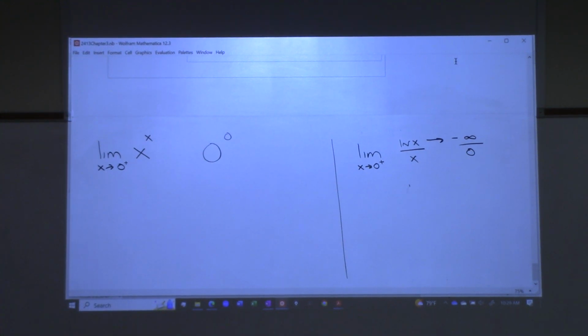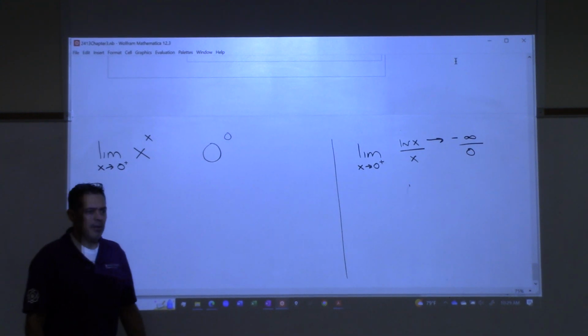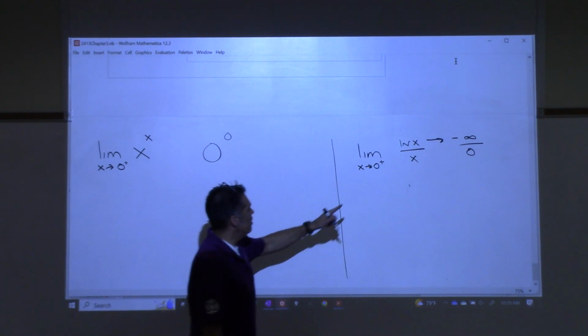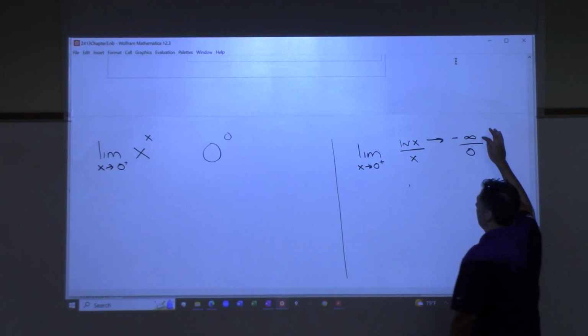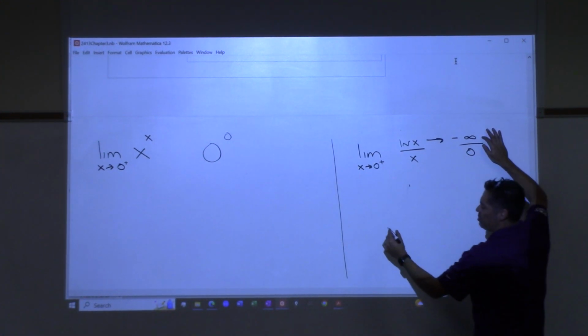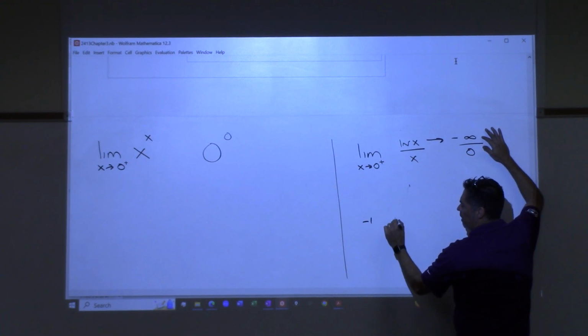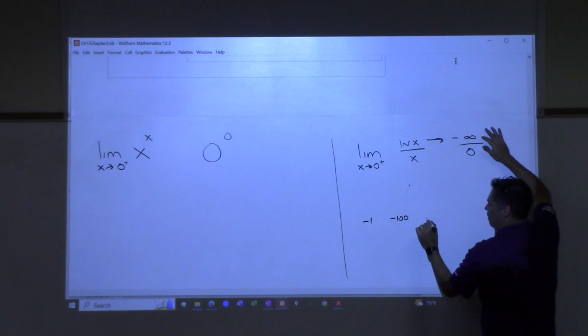So there's no L'Hopital here, but is this an indeterminate form? Is this something where we don't know what the answer is? Well, we actually do know this answer. We don't have to do any more work. Just think about what's happening. Your numerator is getting really big, and negative. So let me give you some big negative numerators. Negative 100. Let me give you a bigger one.